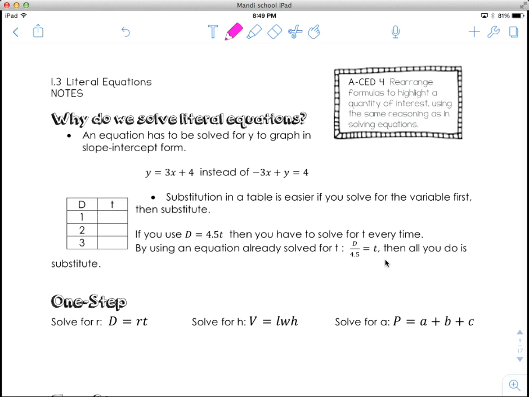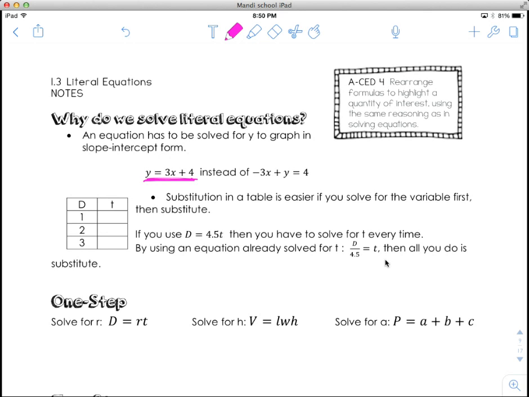Okay, we are ready for lesson 1.3, solving literal equations. So a literal equation is something that has more than one variable usually, and it will tell you which variable you want to solve for. One of the most important literal equations that we solve for is something that has an x and y, usually because we want to put it in slope-intercept form, y equals mx plus b.